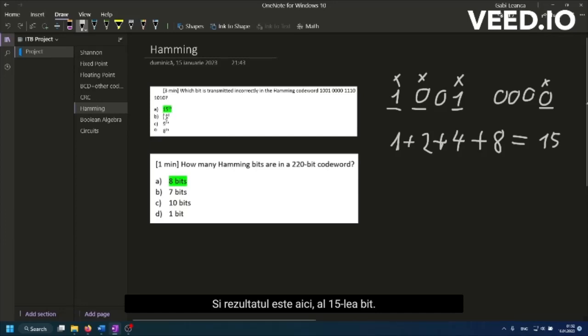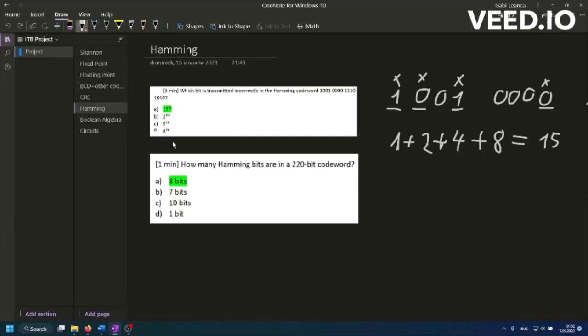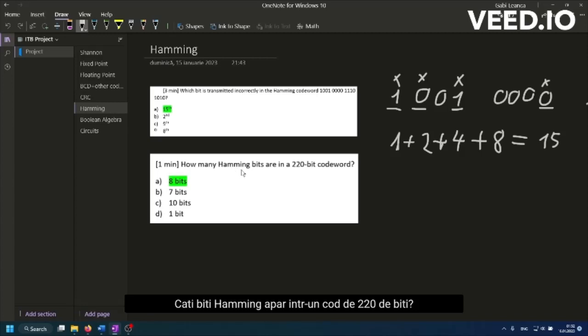And the result is here, the 15th digit. How many Hamming bits are in a 220-bit code word?